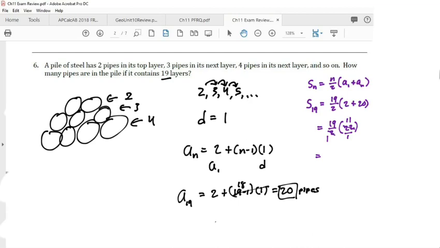What is 19 times 11? What? Yes, you guys already did it. I don't have to do it. 209 total pipes. So this is actually our answer, not the other one. But I did need this one, huh? I needed to know that.